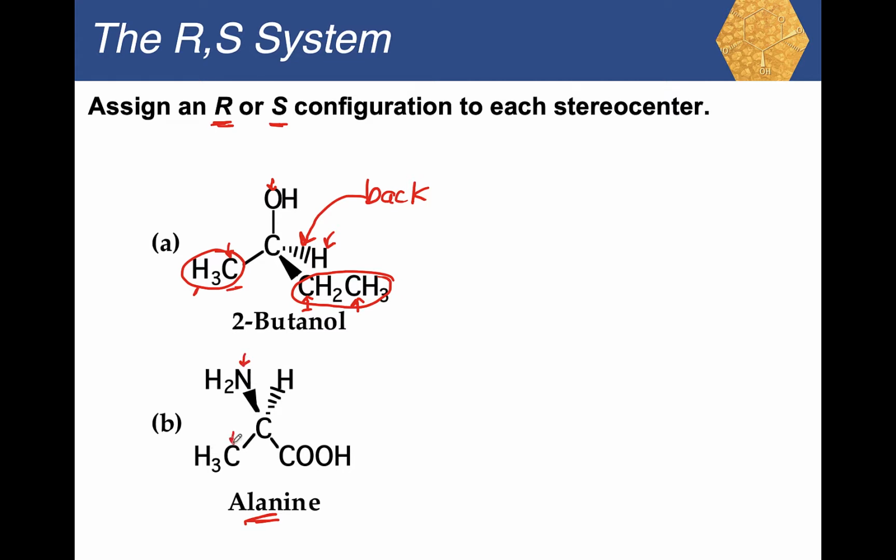Carbon has an atomic number of 6. But here's carbon, atomic number of 6. So in this case, we go to the next atom, oxygen. The next atom here is hydrogen. So this gets a higher priority than this one, but not as high as this one because this is 7. And of course, here is hydrogen, the lowest priority, and again, it's in the back.